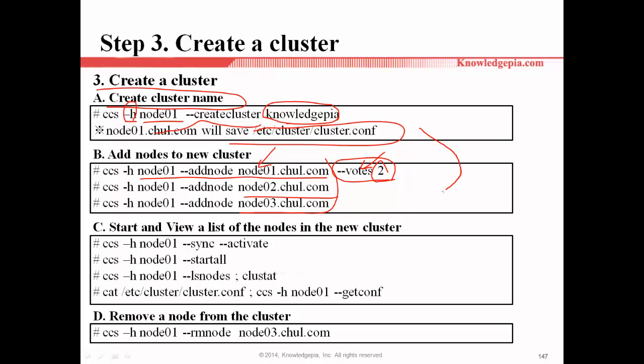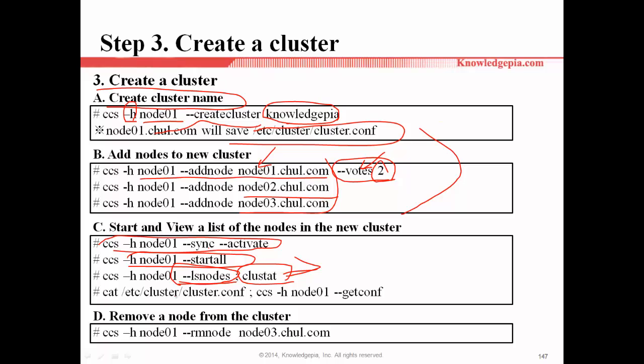After we create this cluster with the 3 cluster nodes, then this command, ccs -h node01 --sync --activate, will propagate this main configuration file to all cluster nodes. After that, we can start all cluster nodes. If we want to see the cluster listing, then we can use --lsnodes and clustat. This command will show the status of the cluster.